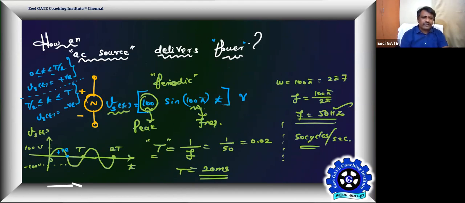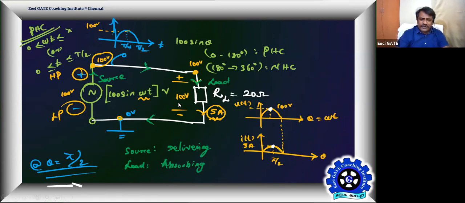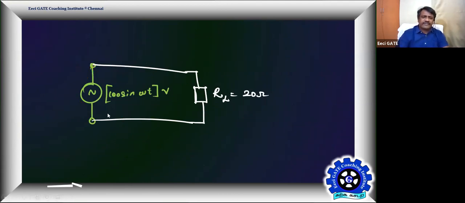Okay, that's a conclusion: how an AC source delivers power. It is already giving the hint that it is going to deliver power, and you need to understand how it is delivering power. So it's confirmed: during the positive half cycle, an AC source is capable of delivering power. Power flow is from the source to the load. We'll see what happens during the negative half cycle.